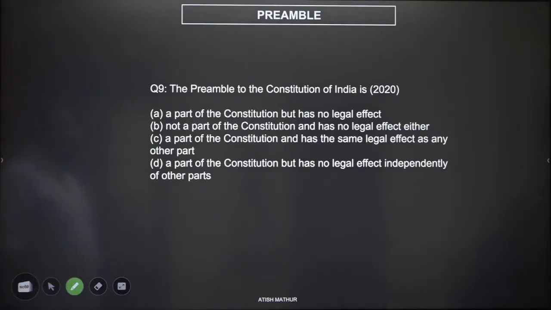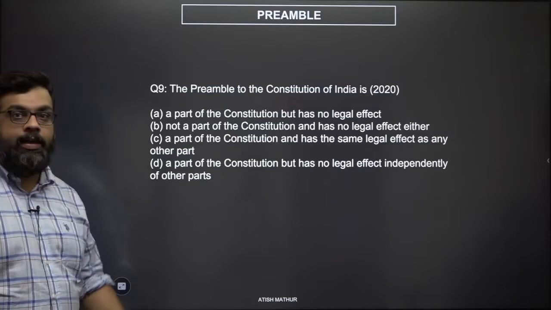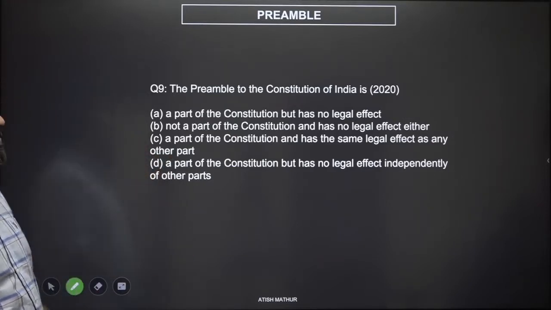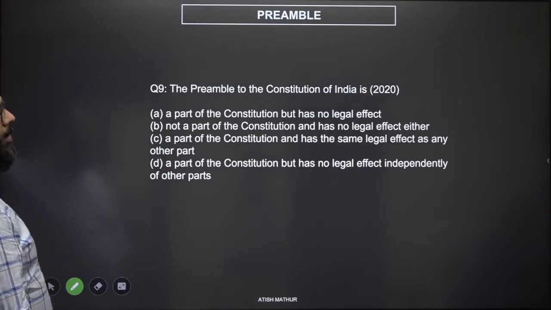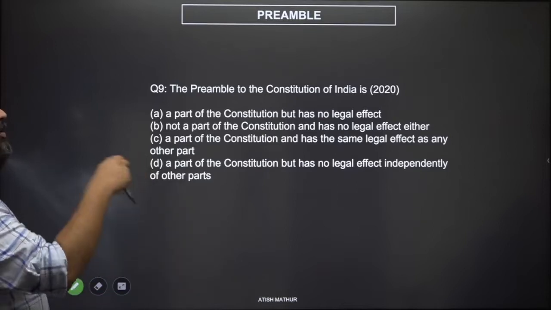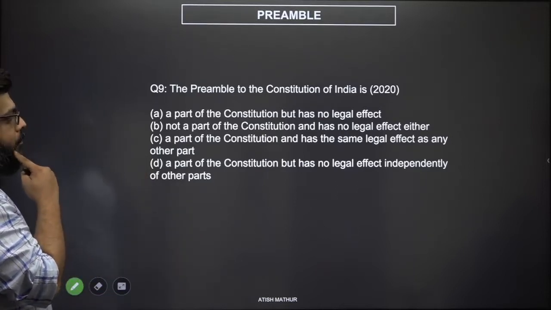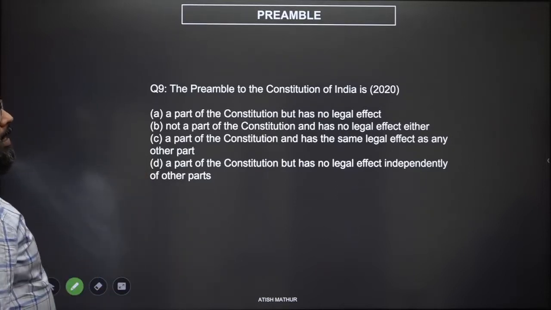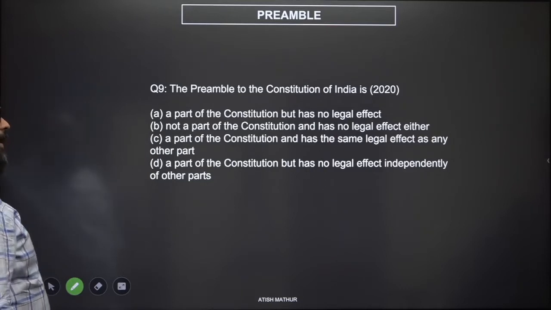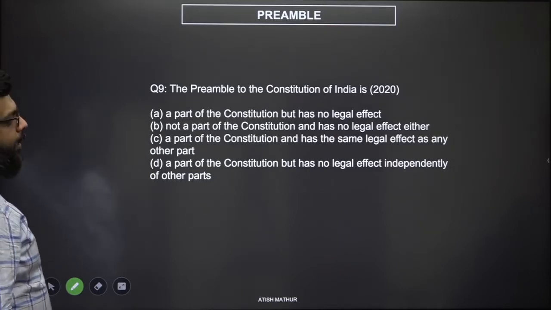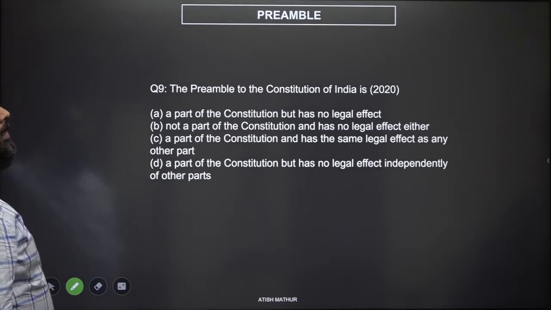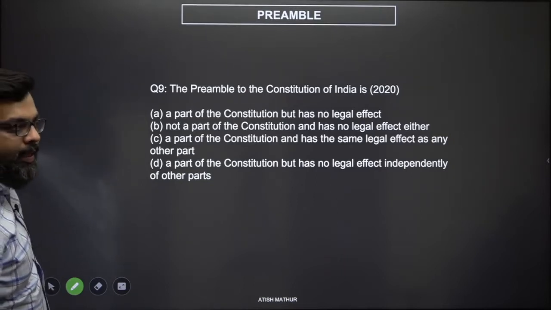The preamble to the Constitution of India is, again, people sort of got this question wrong, a part of the Constitution but has no legal effect, not a part of the Constitution and has no legal effect either, a part of the Constitution and has the same legal effect as any other part, a part of the Constitution but has no legal effect independently of any other part.